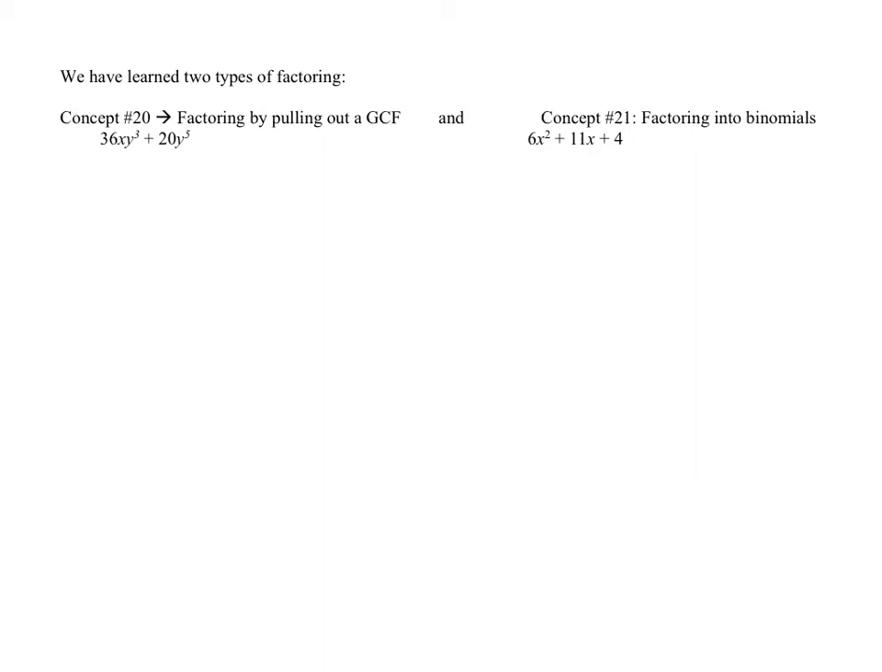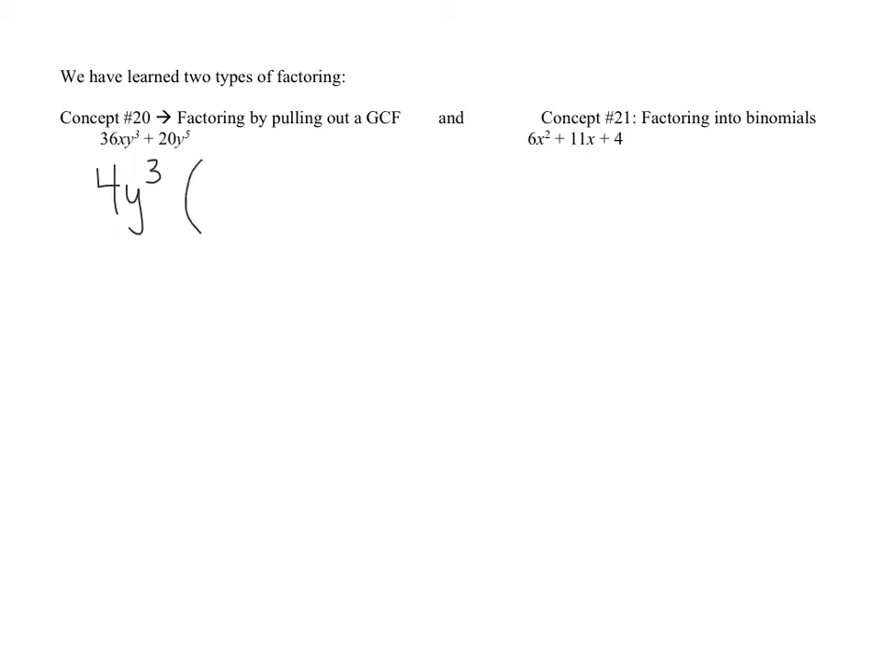And so if you look at this problem right here, there is a GCF. What number does 36xy to the third and 20y to the fifth have in common? Well, 36 and 20, they both have 4 in common. And then they both have y to the third in common. They have at least 3 y's. We wouldn't pull out an x because the 20y to the fifth doesn't have an x on it.